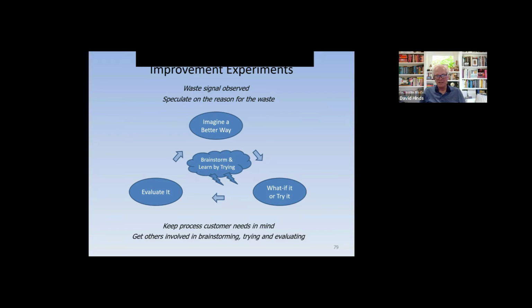But what you do is you go through a cycle of imagining a better way. Well, let me think about what would be a better way of handling the situation. You either what-if it or try it. To what-if it means you just say, well, what if I did this? It's like a thought experiment. It's not actually running out and doing it. But you can also actually run out and do it, depending on what it is. So it's either trying it in your mind or trying it in the real world, and then seeing what happens.